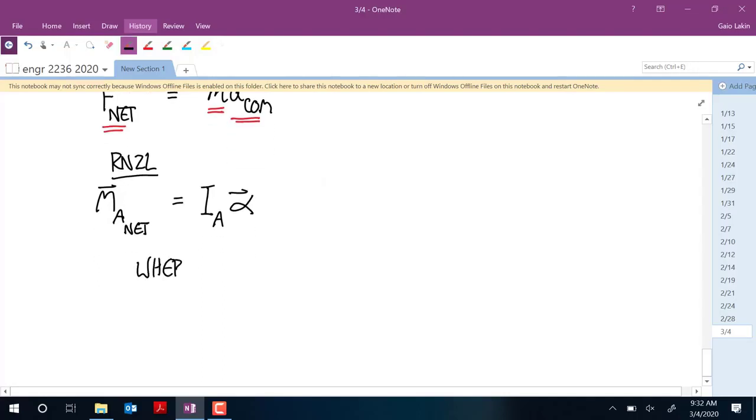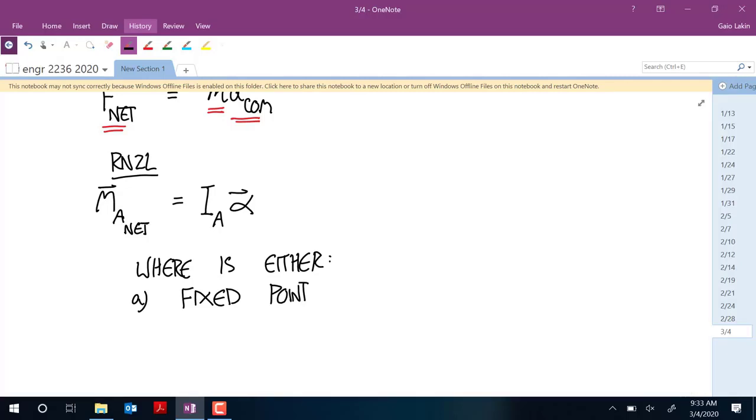And then there are some restrictions on what that A is. A is either, what are the possibilities? Yep. And does everybody have a fixed point? No. Only bodies that have a hinge that connect it to the ground or whatever your coordinate system is. And for things that don't have a fixed point, what's the other option? Center of mass, that's right.